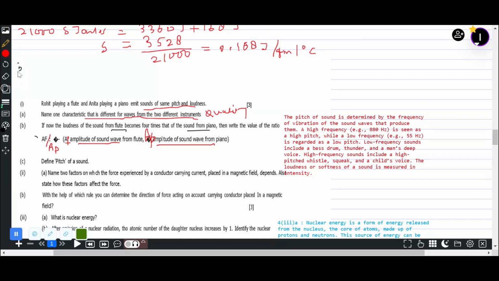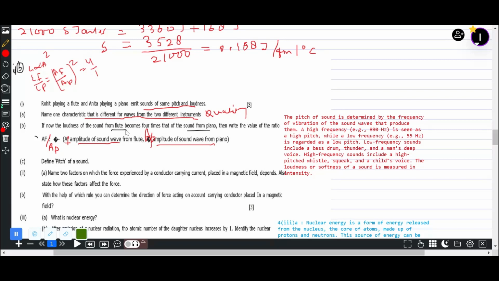Okay. Now we know that loudness of the sound is directly proportional to amplitude square. So LF over LP is equal to amplitude of flute by amplitude of piano whole square, and this is equal to whole is to 1.